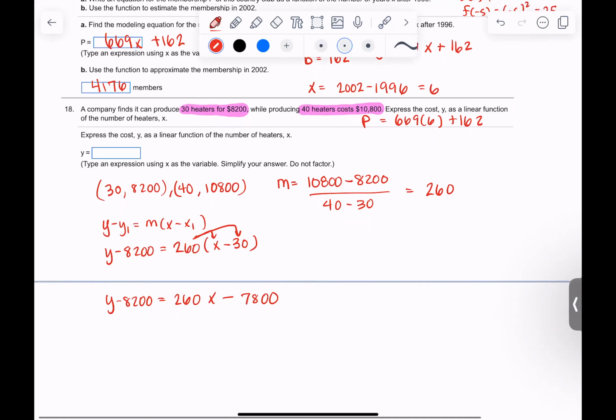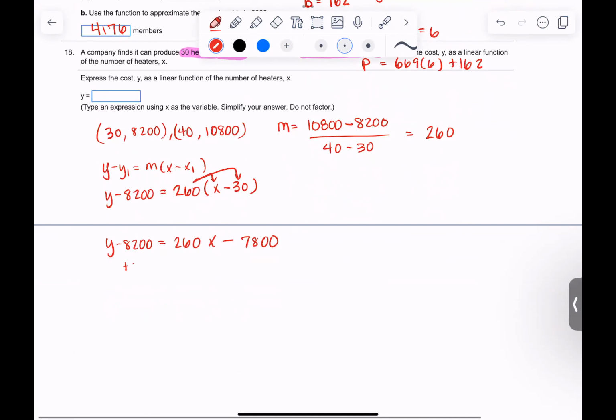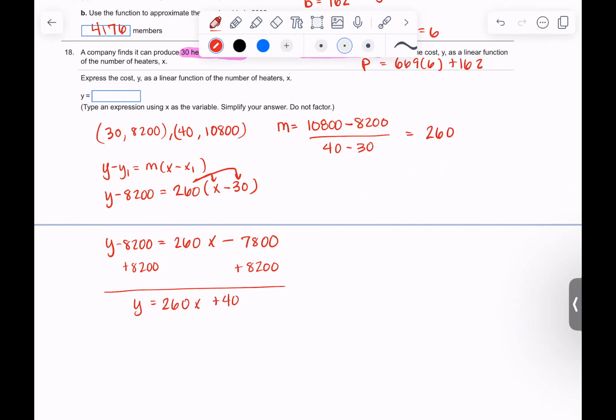And then to isolate y, we're going to add the 8,200 to both sides. Since we're subtracting it on the left, we're going to add it to get rid of it. Whatever I do to one side, I must do to the other. Plus 400. Okay, so my equation is y equals 260x plus 400. And that is the end of the review.